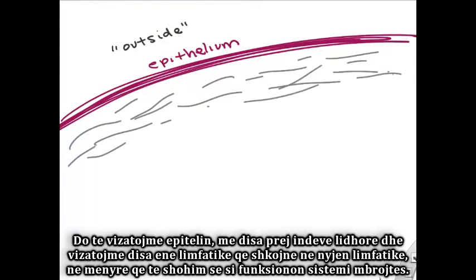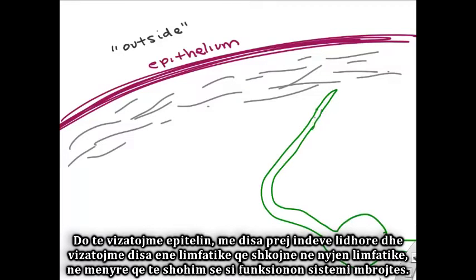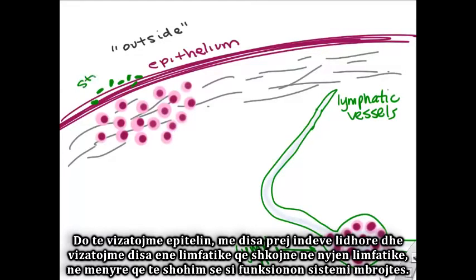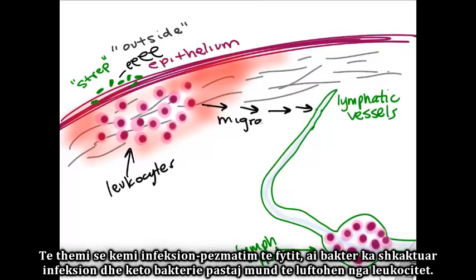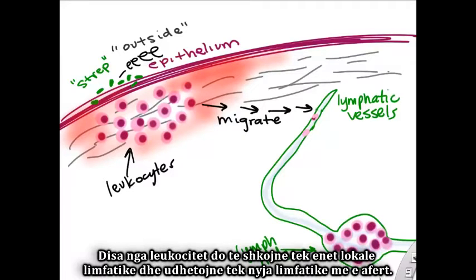So if we draw epithelium covering you along with some connective tissue, and then we draw some lymphatic vessels in there going to a lymph node, we can kind of see how this defense system works. Say you have strep throat inside your throat. That causes an infection, and those little bacteria then can be defended by leukocytes. Some of those leukocytes will then go and migrate to local lymphatic vessels and travel to the nearest lymph node.